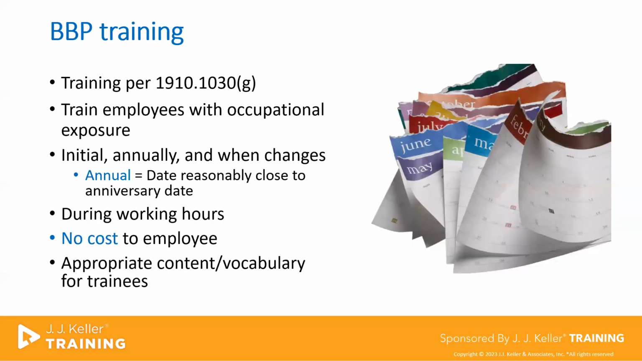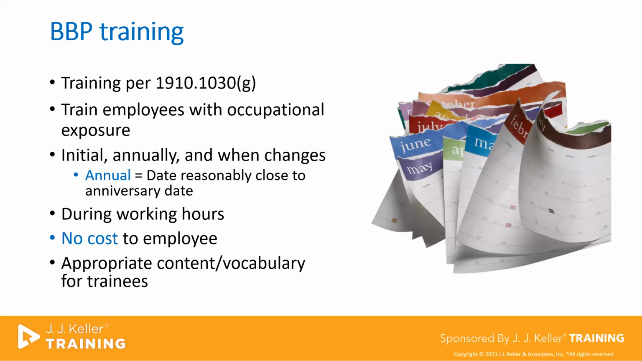Okay, thanks, Tricia. So once you know who has occupational exposure, you must train those workers under paragraph G of the standard. Information and training must be provided at the time of initial assignment to tasks with occupational exposure. It must be given at no cost to the worker during working hours and at least once a year after that. You'll need to do more training if you modify existing tasks or you add new tasks, and these changes or additions affect your workers' exposure.